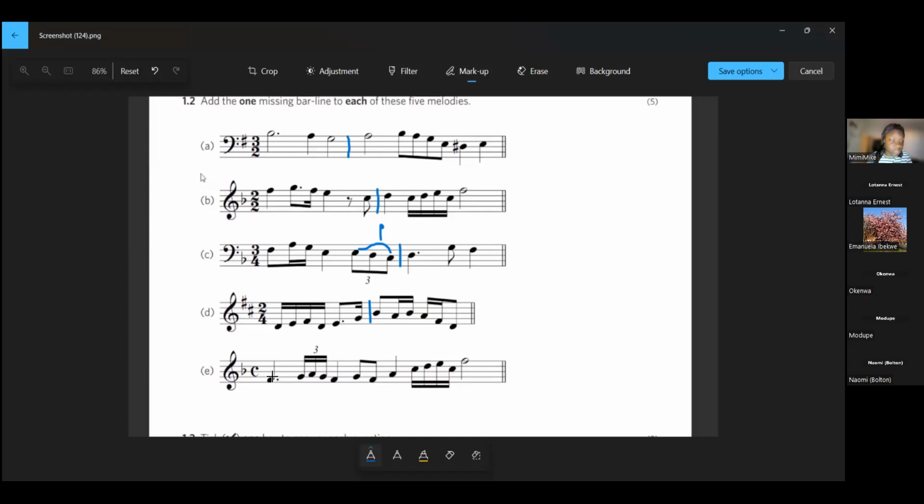So 4/4 means 4 crochets in a bar. So this is 1.5. This is another crochet. This is another crochet, right? Remember these 2, with this 3, is equal to 2 quavers, which is equal to 1 crochet. But this one is semi-quaver. So this one is equal to 2 semi-quavers, which is equal to 1 quaver.